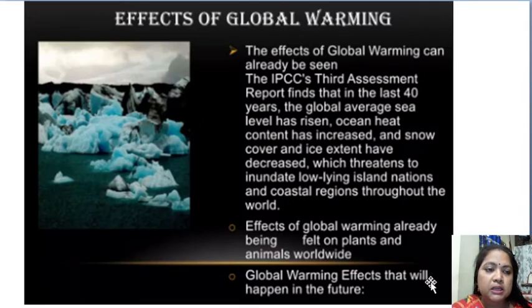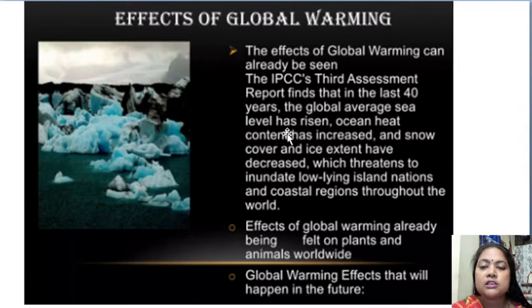So what are the effects of global warming? There are different sources we discussed. So the effects are manifold. In the picture you see the most dangerous effect is ice cap melting, or polar ice melting. Okay, so the effects of global warming can already be seen. There is one organization known as IPCC, meaning Intergovernmental Panel on Climate Change.